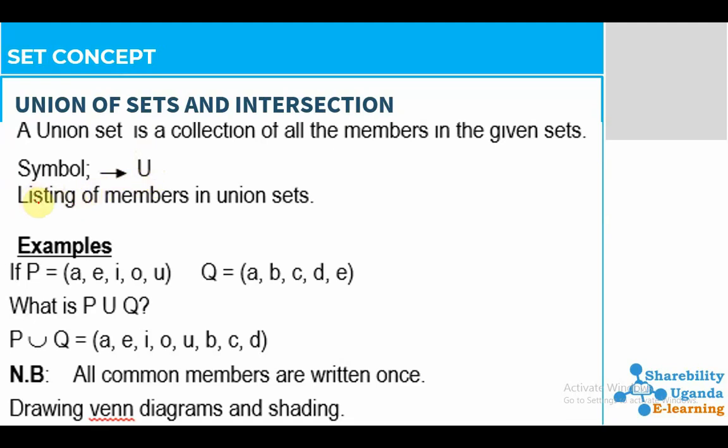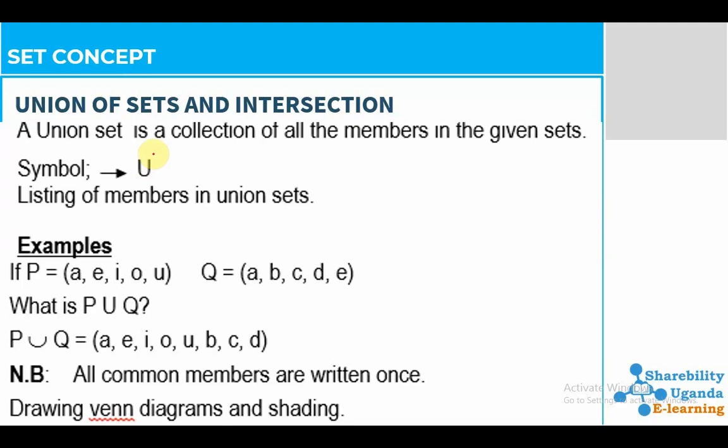Here they are saying listing of members in a union set. Now, how do we list the members in a union set? We have been given an example here that if P is equal to {R, A, E, O}, then Q is equal to {A, B, C, D, E}. Okay, we have been given these two sets, set Q and set P. They want us to find a union of sets.